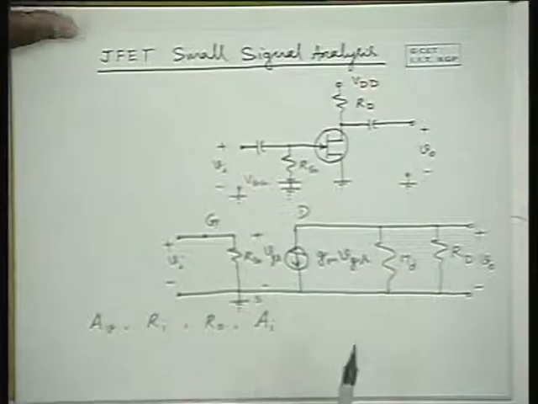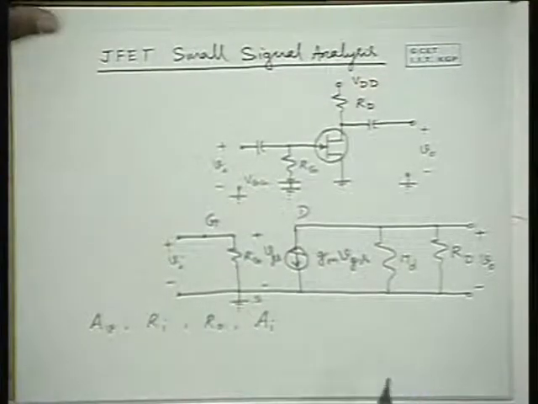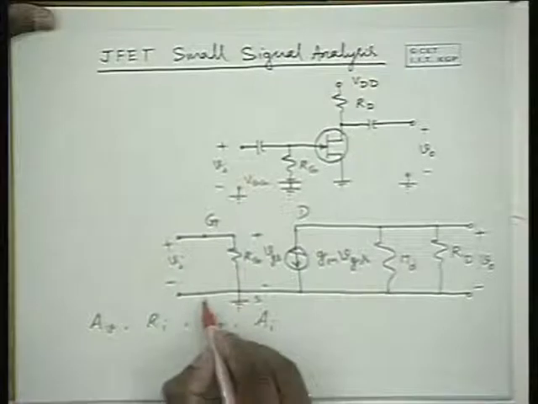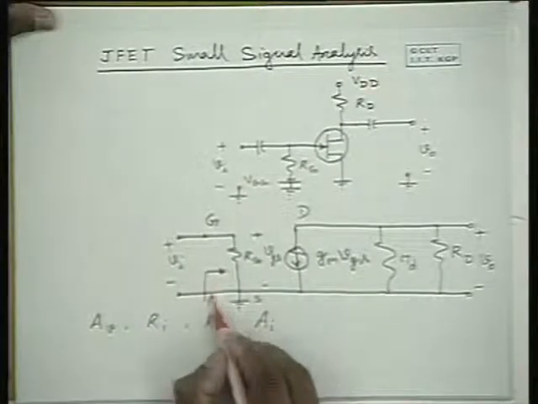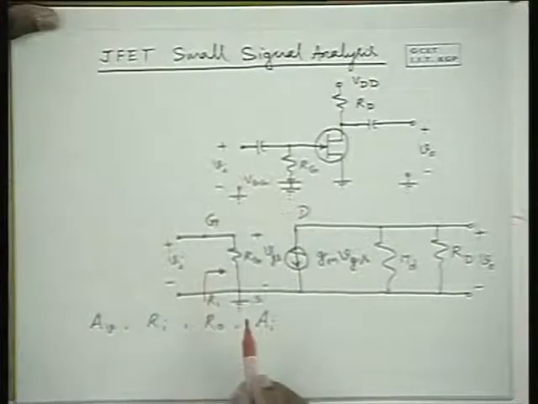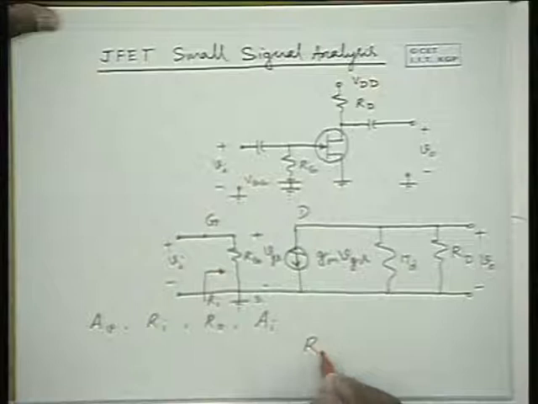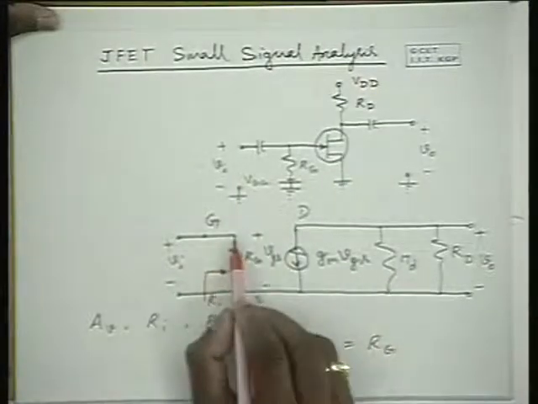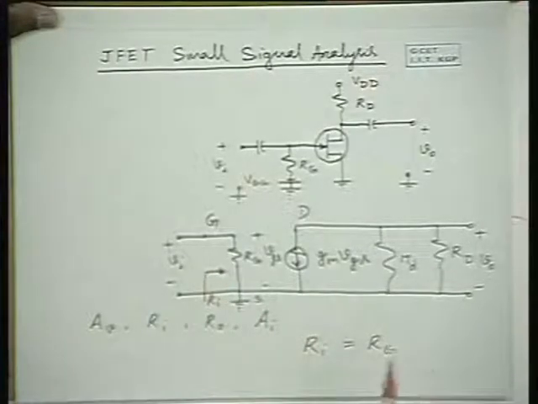Now let us determine these quantities one after another. How much is the input impedance? By looking at the circuit, how much is the input impedance over here? So Ri is going to be RG straight away. There is nothing coming in parallel with this, therefore the input impedance is RG itself.